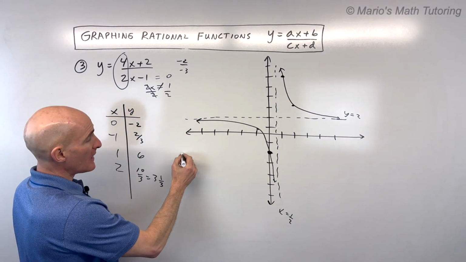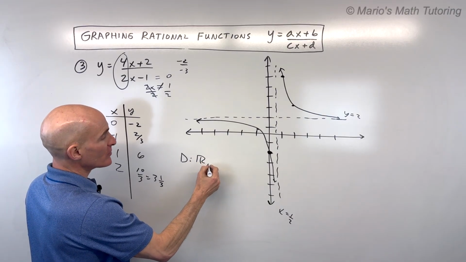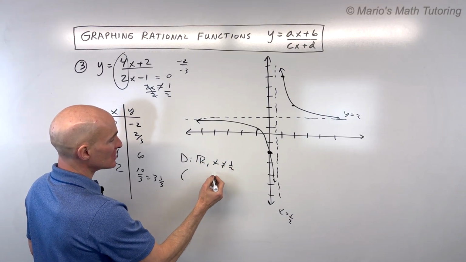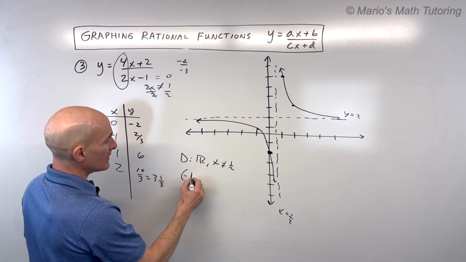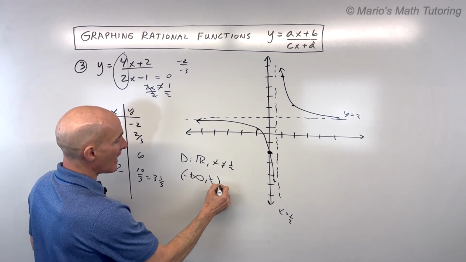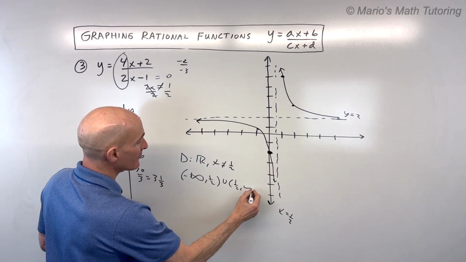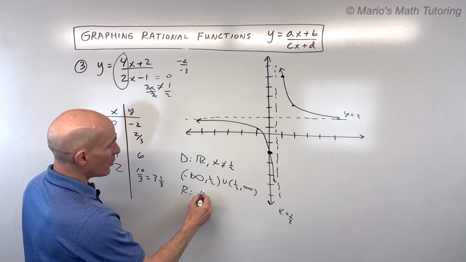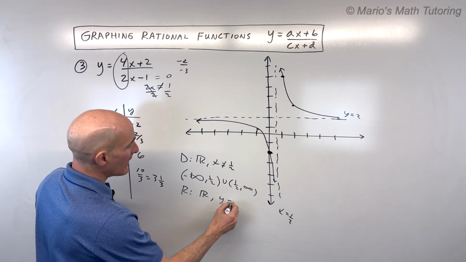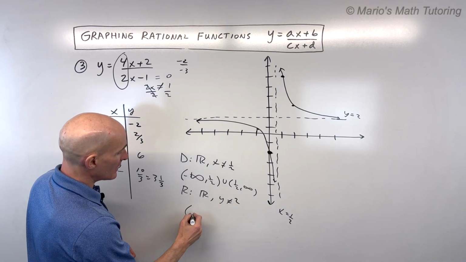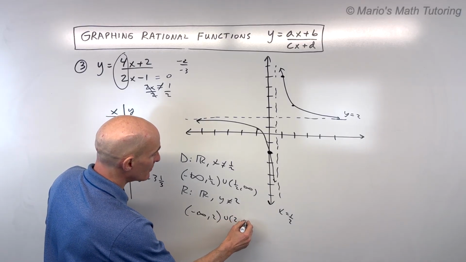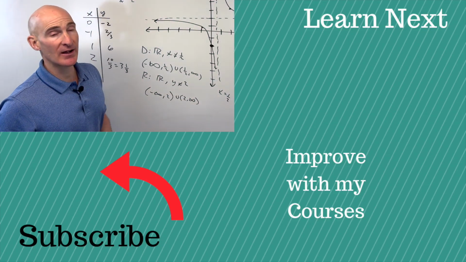Now, if you want the domain, it's going to be all real numbers, but x cannot be 1/2. In interval notation, it would be from -infinity to 1/2, union 1/2 to positive infinity. The range would be all real numbers, but y cannot be 2, or in interval notation, negative infinity to 2 and 2 to positive infinity. Again, not including 2, not including infinity.